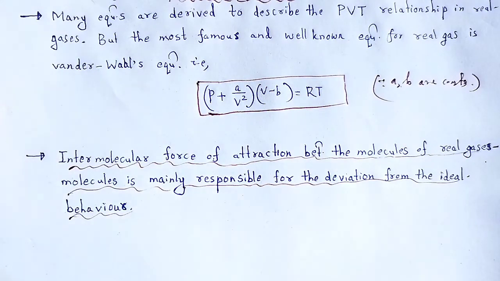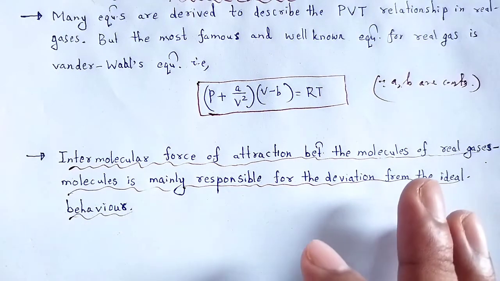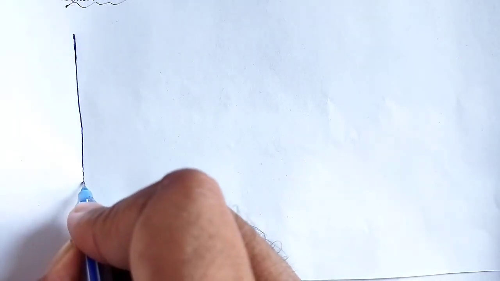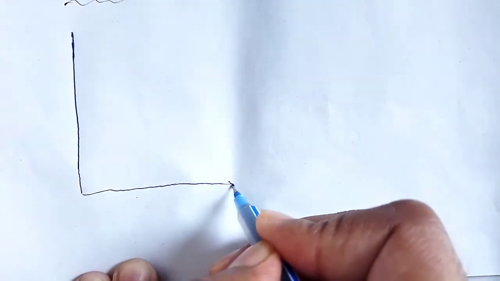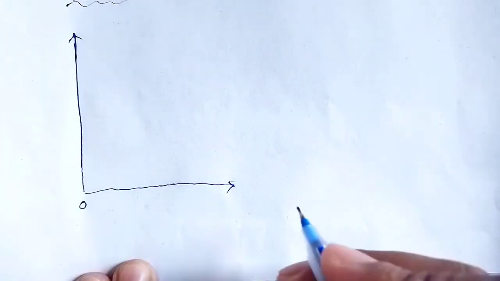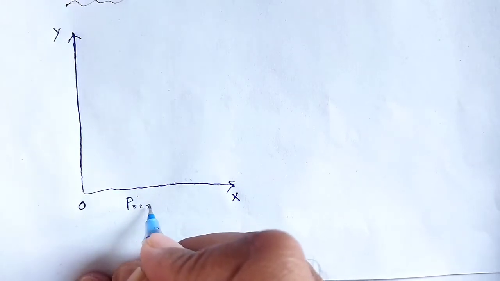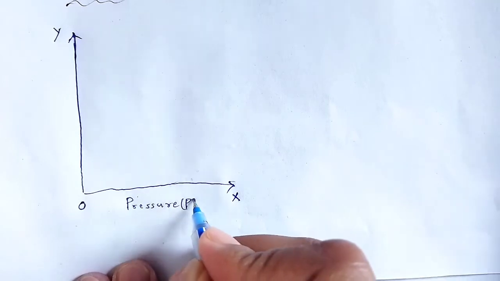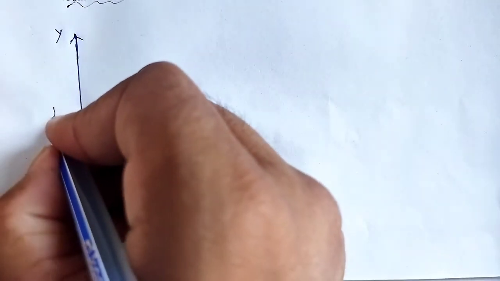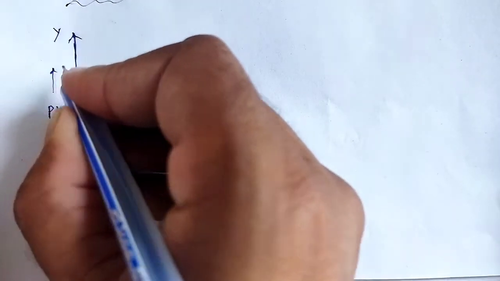There are two graphs. On the basis of these two graphs, we can easily detect how real gases deviate from ideal behavior. So, here we plot a graph between pressure and the product of pressure and volume. First graph: pressure P on the x axis and the product of pressure and volume PV on the y axis.